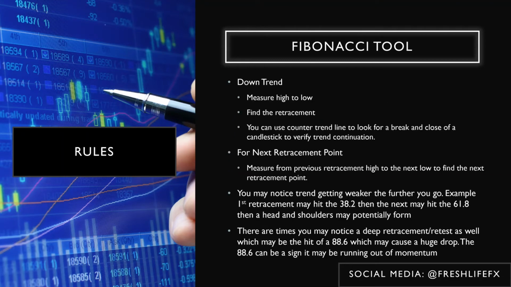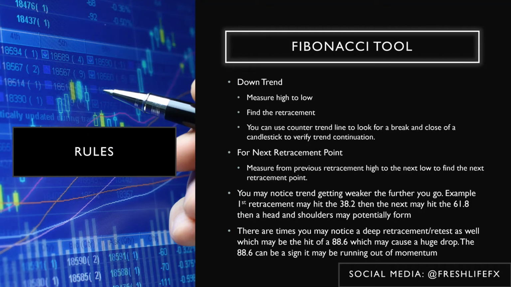So, for example, a downtrend. The uptrend, I'm not going to do that one. It's literally the opposite of this. So on the downtrend, you're going to measure high to low. If you were going uptrend, you would do it in reverse, so low to high. But yeah, high to low for the downtrend, and you pretty much want to find the retracement point.